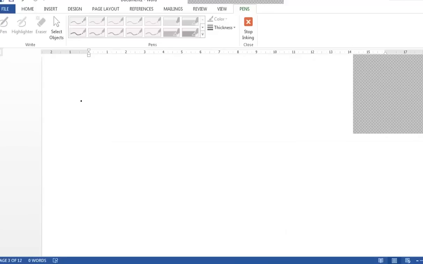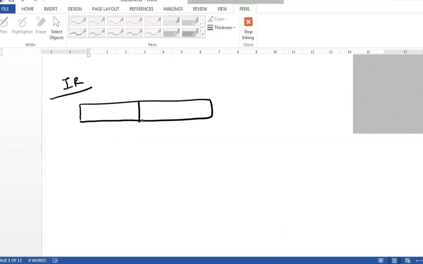For studying the control unit, let us first quickly recall our instruction register. In our instruction register, we have a total of 16 bits. Bits 0 to 11 are the address. Bits 12, 13, 14 are the opcode, and bit 15 is the I bit.